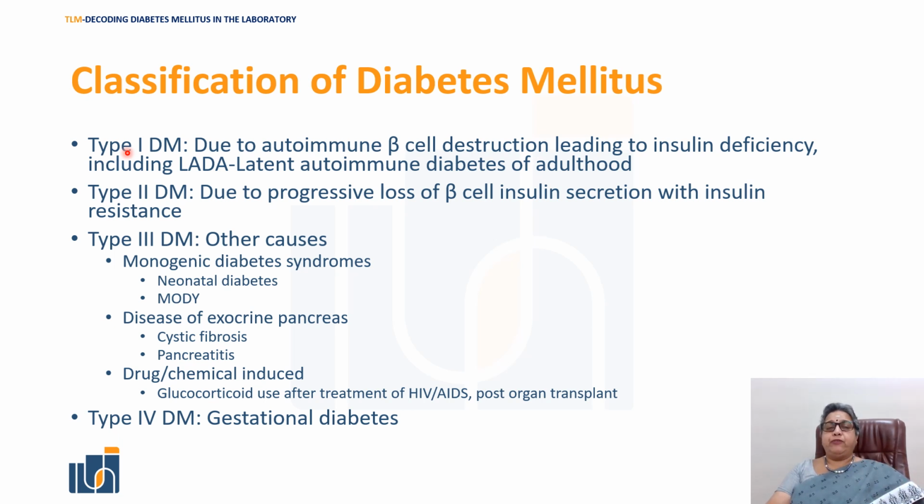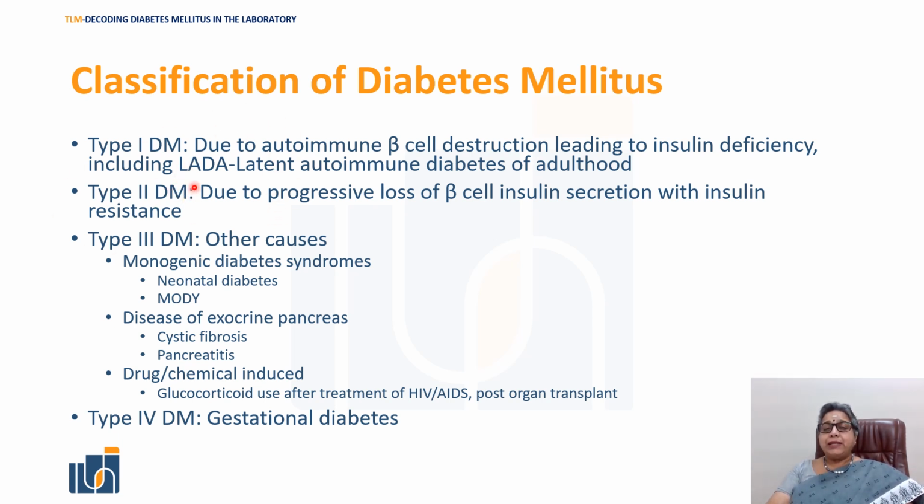leading to insulin deficiency. So type 1 diabetes mellitus is like an autoimmune disorder where the beta cells are self-destroyed, and therefore there is an insulin deficiency. Because there is an insulin deficiency, the glucose cannot be utilized by the patient, which leads to hyperglycemia, and it is called diabetes. Now, this type 1 diabetes also includes LADA.